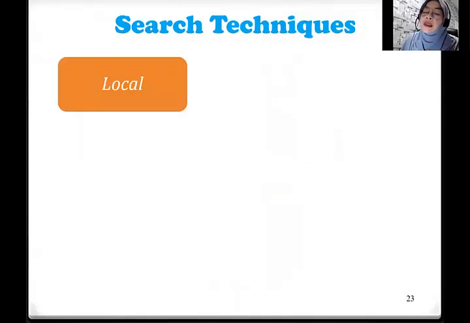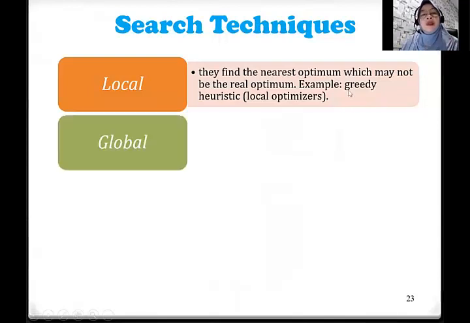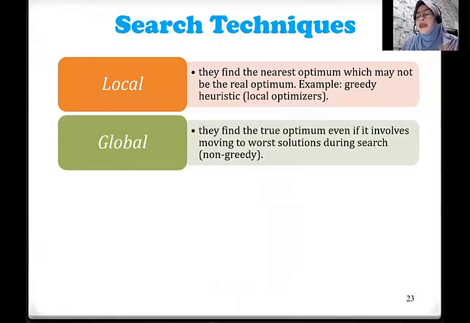So what is a local search? They find the nearest optimum, which may not be the real optimum. For example, greedy heuristic. What is a global search? They find the true optimum even if it involves moving to a worse solution during the search.